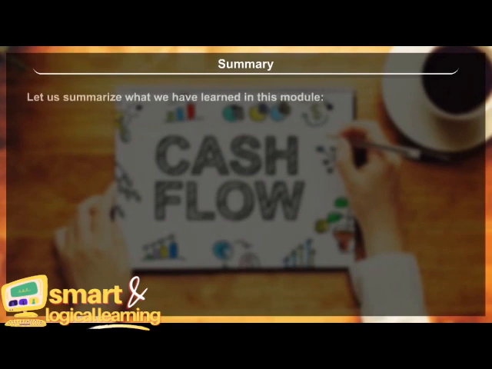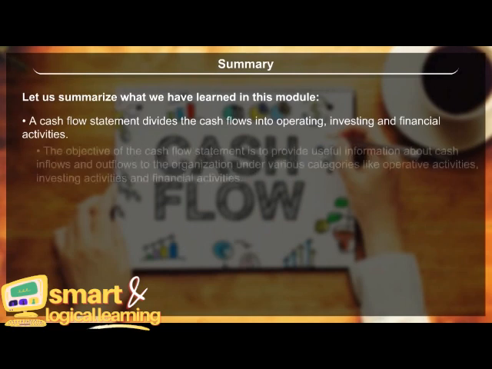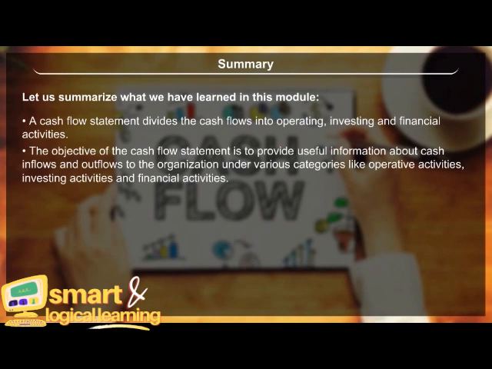Summary. Let us summarize what we have learned in this module. A cash flow statement divides the cash flows into operating, investing, and financing activities. The objective of the cash flow statement is to provide useful information about cash inflows and outflows of the organization under various categories like operating activities, investing activities, and financing activities.